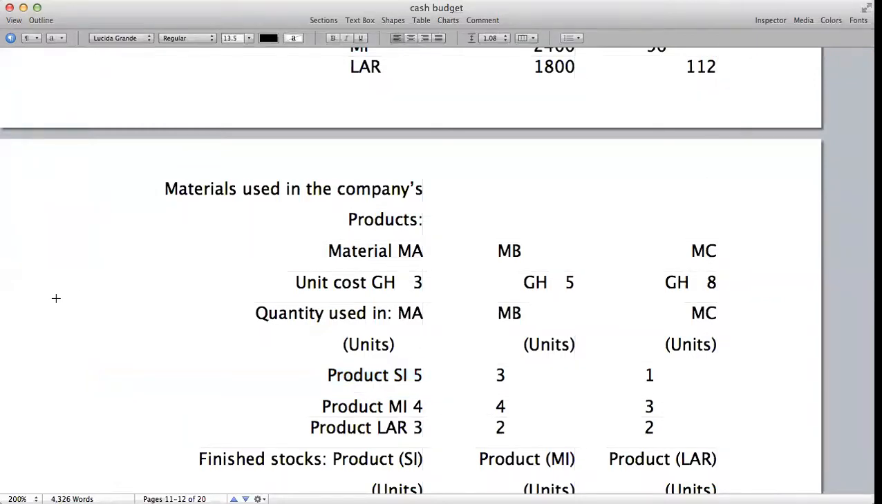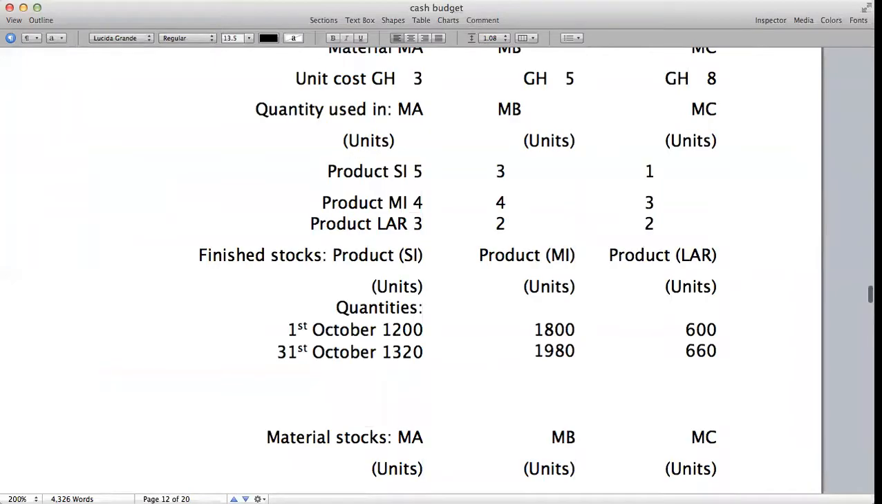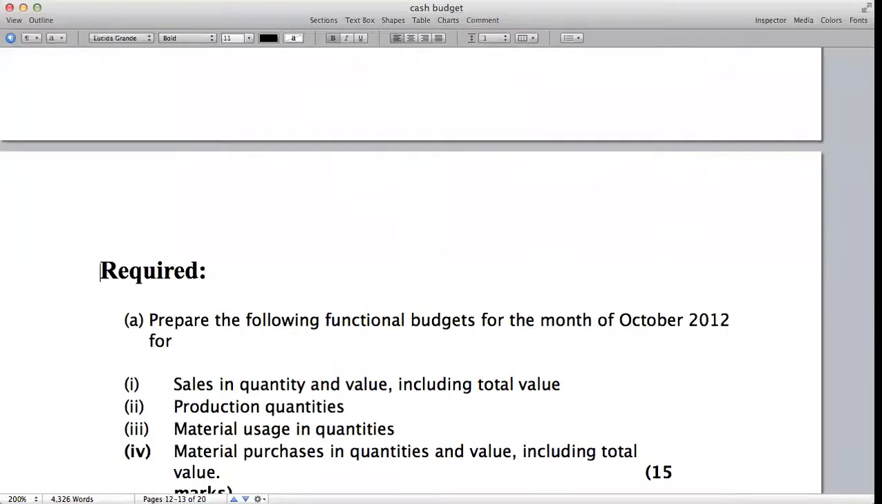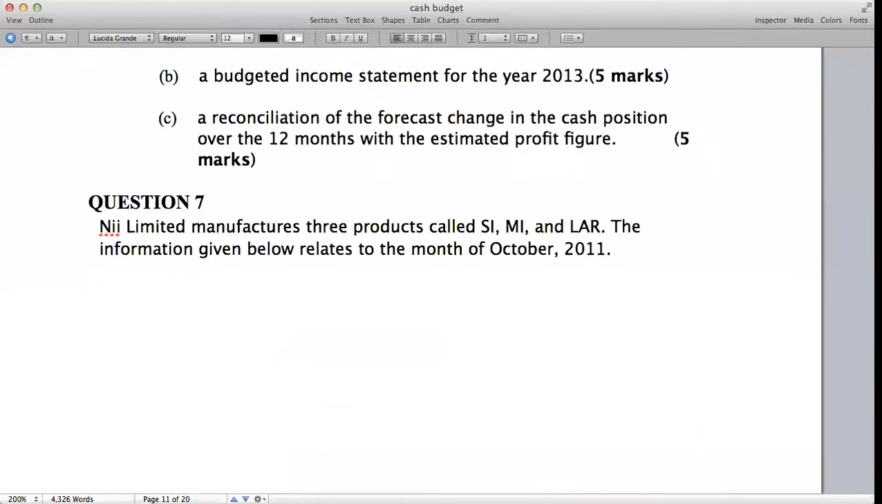So now let's move on. This one states finished stocks, product SI, MI. The quantities, October 1st and October end. This is the opening inventory and this is the closing inventory. So 1st and 31st, one is opening, one is closing. Good. So we are done analyzing the question. Now we will go to the board and do the calculation.